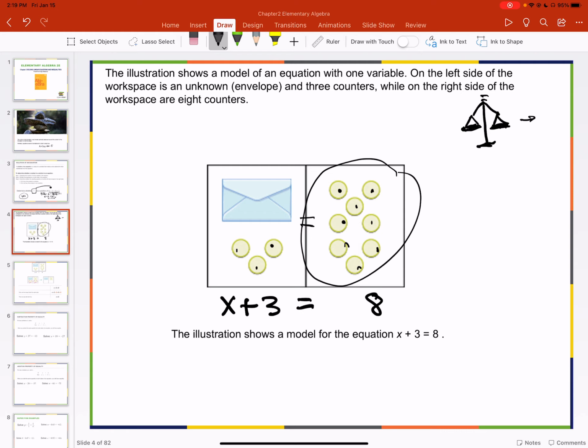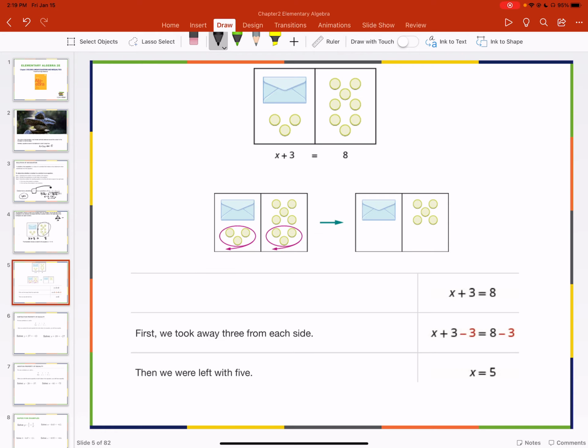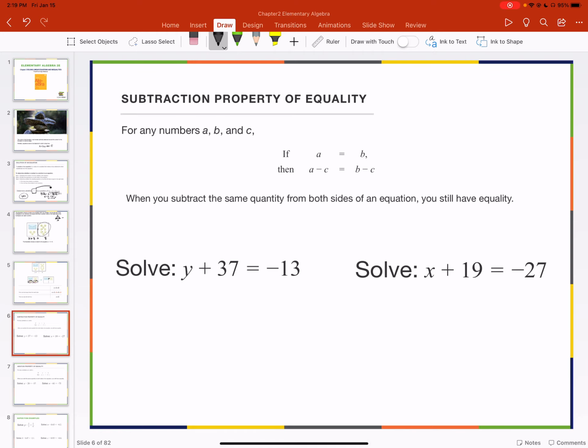Now you can kind of guess how many counters are in the envelope. So how would we do that? Let's say we had this right in front of you. What you can do is take away 3 counters from each side, and you're left with the envelope equal to 5, so that means there are 5 counters in the envelope, which makes sense, yeah? There is a word that describes what we just did, and that is the subtraction property of equality.